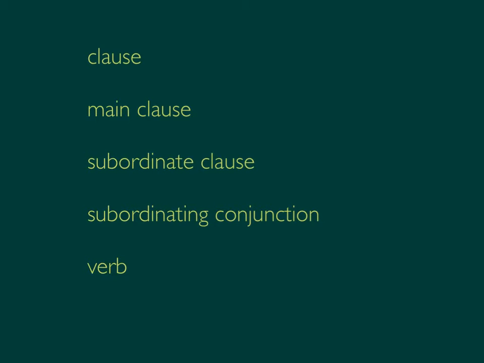We think of a sentence as having a capital letter at the start and finishing with a full stop. We're actually going to be producing sentences, but in these sentences we are going to have a main clause and a subordinate clause, and it will be linked using a subordinating conjunction.